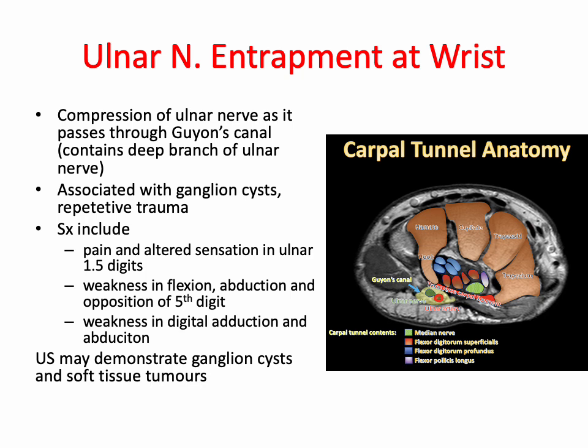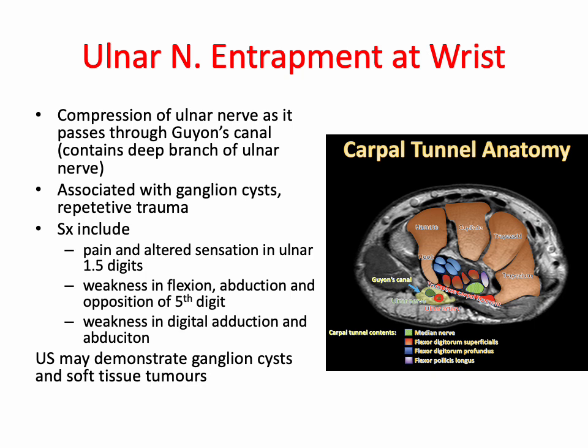So at the wrist, the ulnar nerve passes through Guyon's canal, or the ulnar canal, which is a fibro-osseous canal at the ulnar aspect of the hand, extending between the pisiform and the hook of hamate. Compression of the ulnar nerve at this point can lead to symptoms of pain and altered sensation in the ulnar 1.5 digits, weakness in flexion, abduction, and opposition of the 5th digit, and weakness in adduction and abduction.